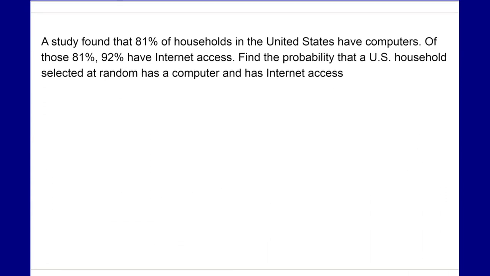A study found that 81% of households in the United States have computers. Of those 81%, 92% of them have internet access. Find the probability that a US household selected at random has a computer and has internet access. Again, pause the video and try to do this question on your own.